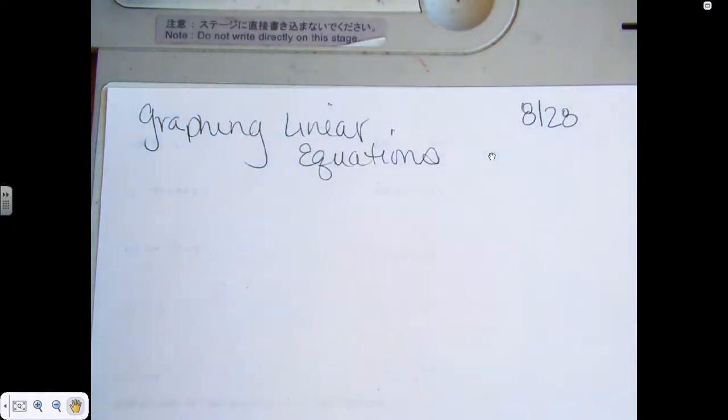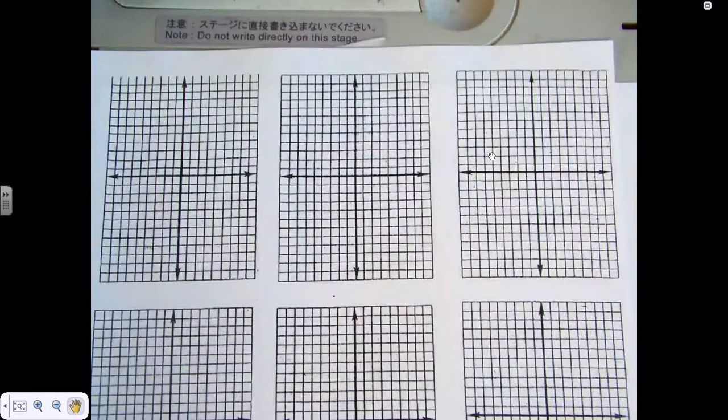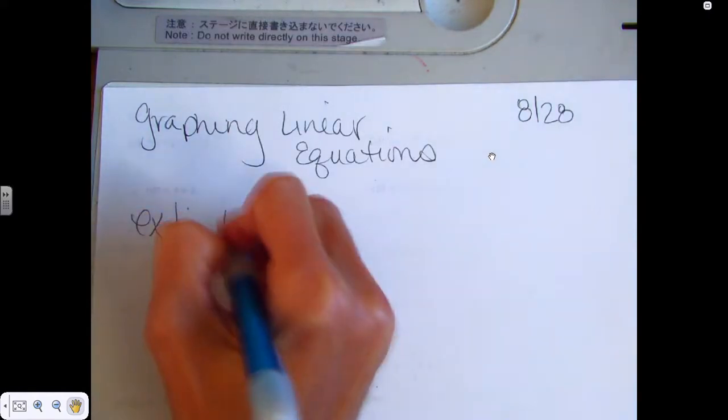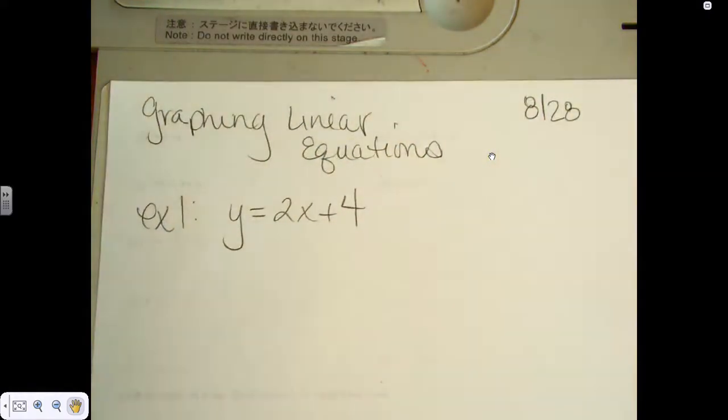Okay, make sure you're taking these notes in your composition book, and then you were to pick up a piece of graph paper that looks like this that you'll use to graph your equations on. Well, example number 1, y is equal to 2x plus 4. Okay. As you know, this is written in slope-intercept form, which is y is equal to mx plus b is the general form.